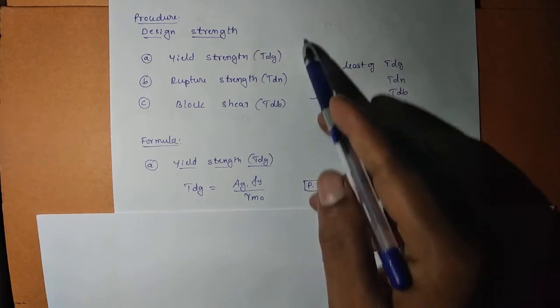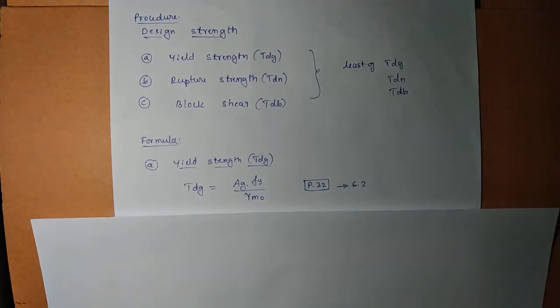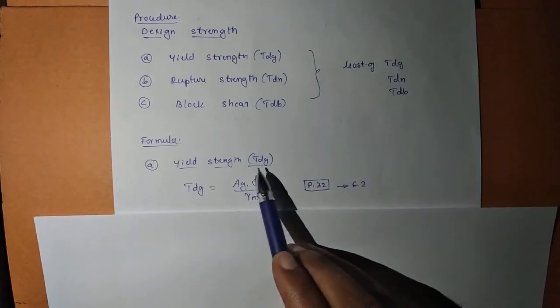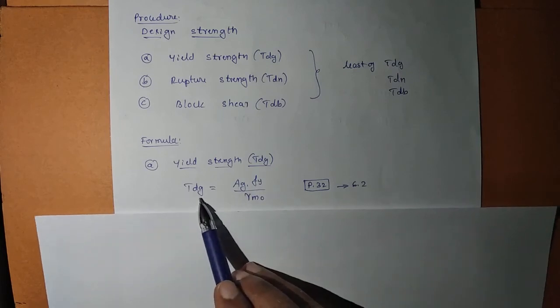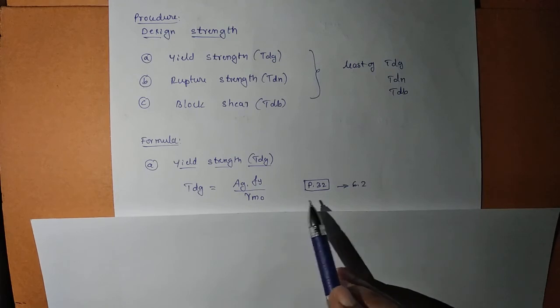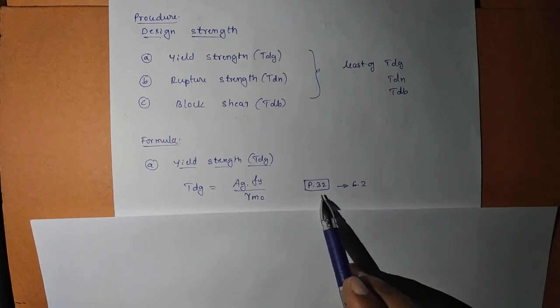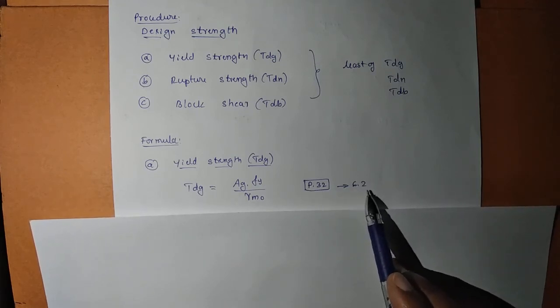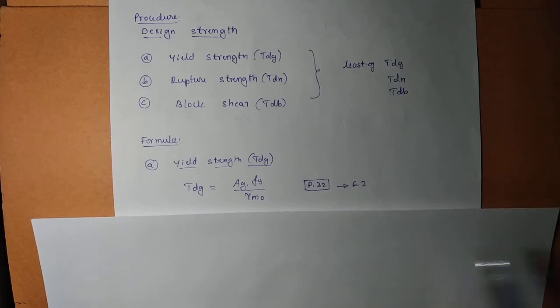This is the design procedure and these are the formulas. To calculate yield strength, TDG, we use this formula: TDG equals Ag into fy divided by gamma m0. It is given on page number 32 and clause number 6.2 of the IS 800 code book.